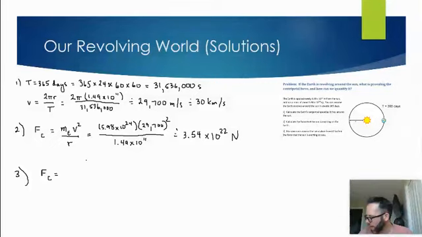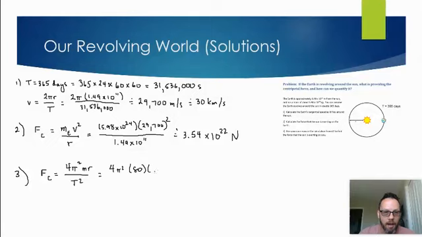So remember the equation we had for centripetal force that involves the period was 4 pi squared m r over T squared. We could have used this for part 2, but since we had the speed, I thought we could use that. But let's just use a different method for this one. So 4 pi squared, I'm around 80 kilograms, and I am the same distance away from the sun, about 1.49 times 10 to the 11. And I'm orbiting the sun once every this many seconds.